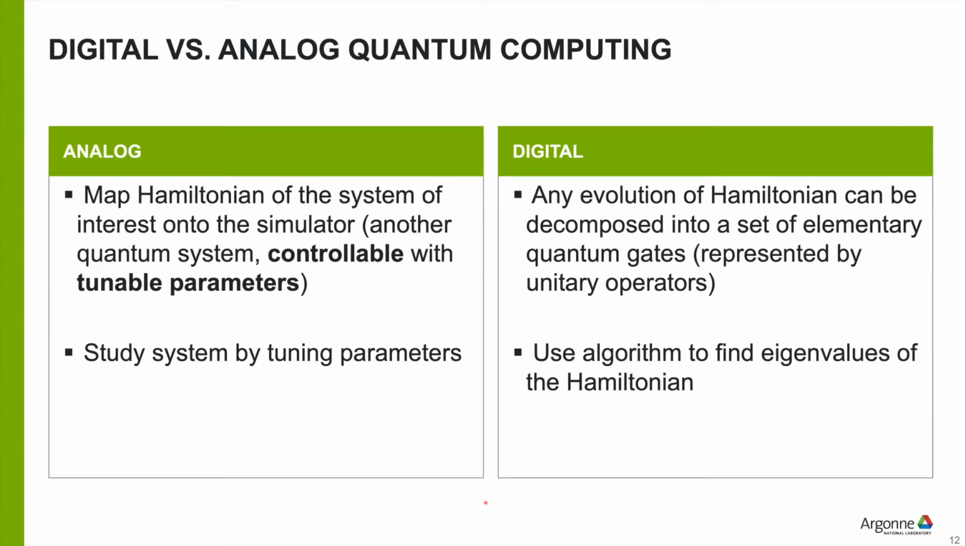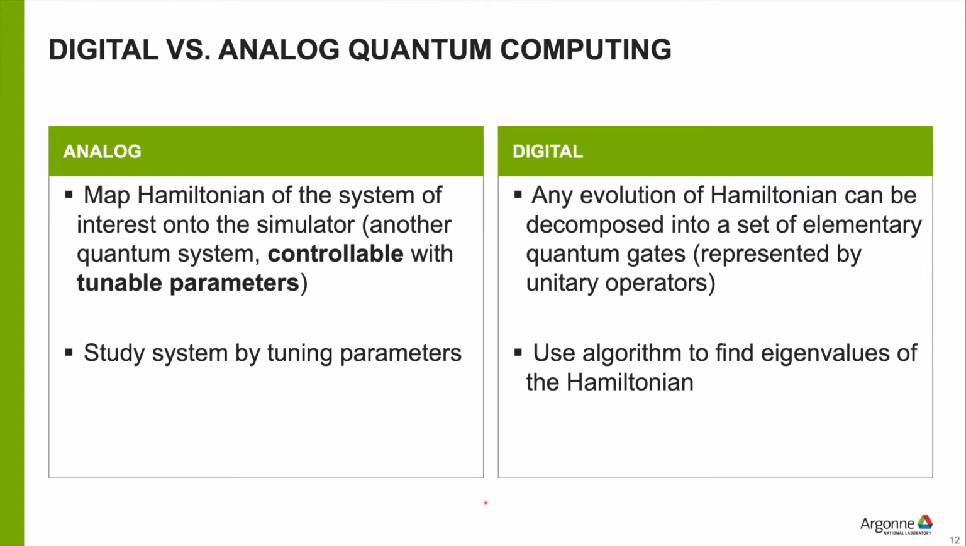And so there are 2 types of quantum computers, analog and digital. In the analog, you map the Hamiltonian of the system onto the simulator, where you can control and tune the parameters. And by tuning those parameters, you basically study the system. An example of this is the D-Wave quantum computer.